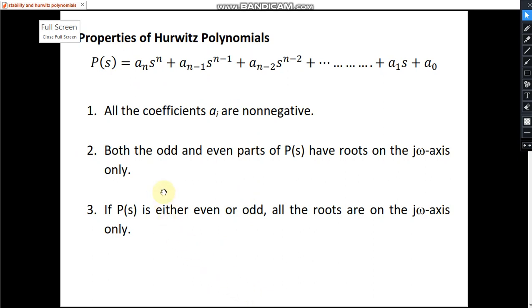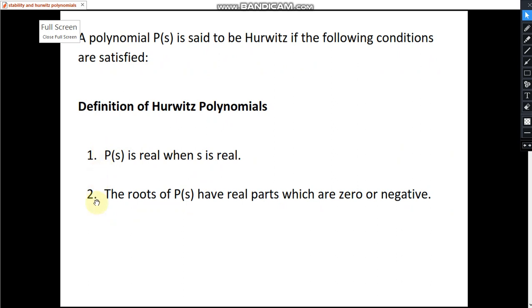For example, a polynomial is given in which there is a negative coefficient. In that situation, we can simply say that the polynomial is not a Hurwitz polynomial. And in some situations, if the polynomial is very simple, we can test these two conditions directly from the basic definition of the Hurwitz polynomial. If we are able to find the roots very easily, then we will be able to find out whether the polynomial is Hurwitz or not.